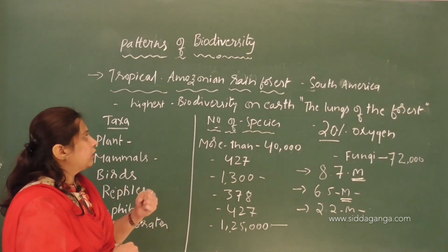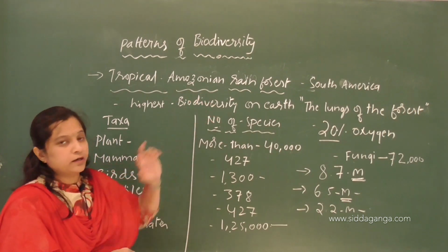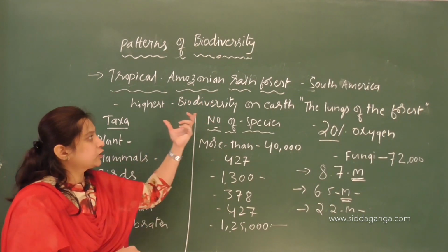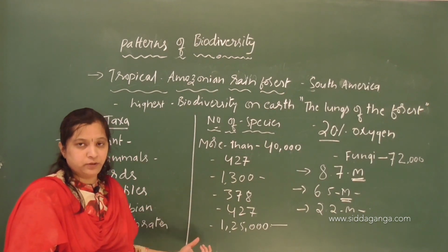And this is the biodiversity of the tropical Amazon rainforest, which has the highest biodiversity on the earth, and these are the estimated numbers of species.